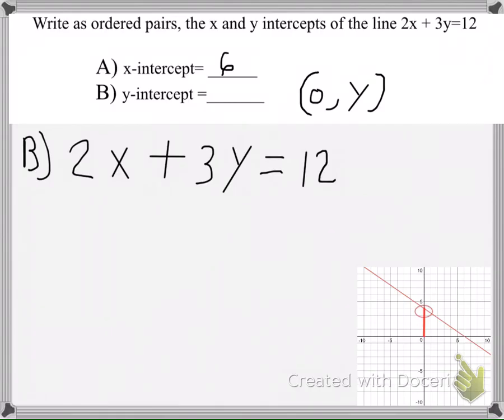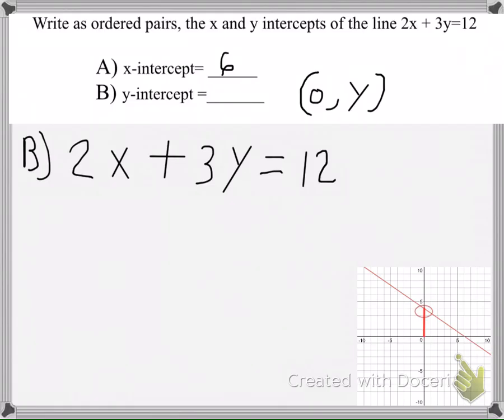Now for this specific point on the graph, I drew a line to where my y-intercept is, and I noticed that it's at y equals 4. So let's try to prove that algebraically.